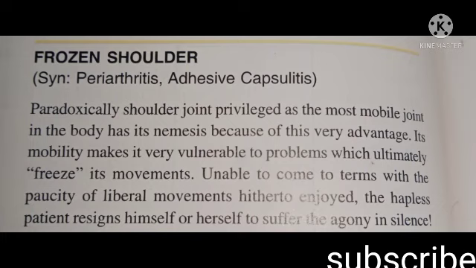Frozen shoulder, also known as periarthritis or adhesive capsulitis. Paradoxically, the shoulder joint, privileged as the most mobile joint in the body, has its nemesis because of this very advantage. Its mobility makes it very vulnerable to problems which ultimately freeze its movements.